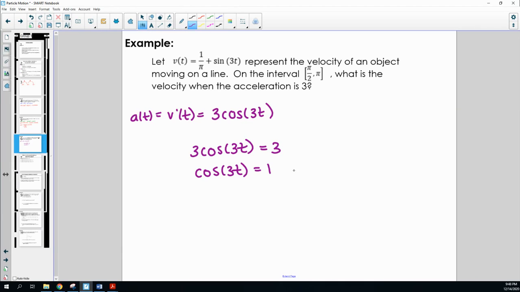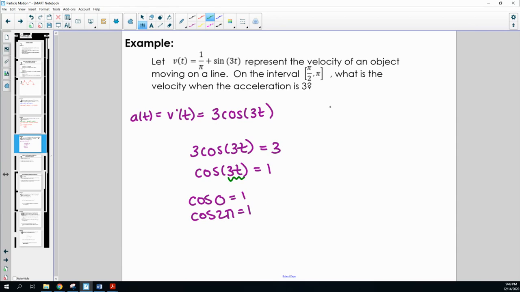So I'll just put cosine of 0 is 1, and cosine of 2 pi is 1, and 4 pi and 6 pi and all that stuff. But notice the interval, right? The interval is between pi over 2 and pi. So I have to figure out, what does t have to be? So 3t has to be 0, and 2 pi and 4 pi and things like that.